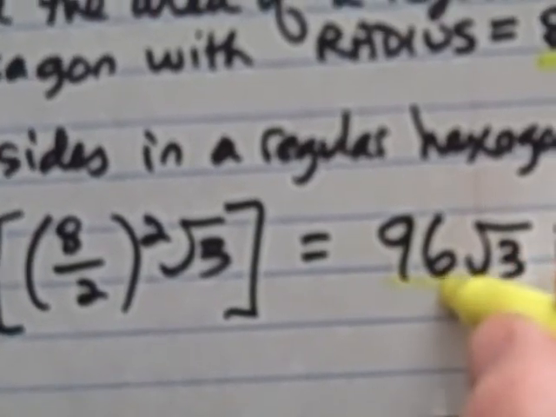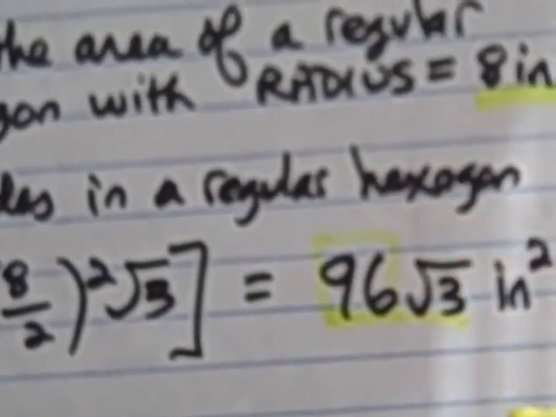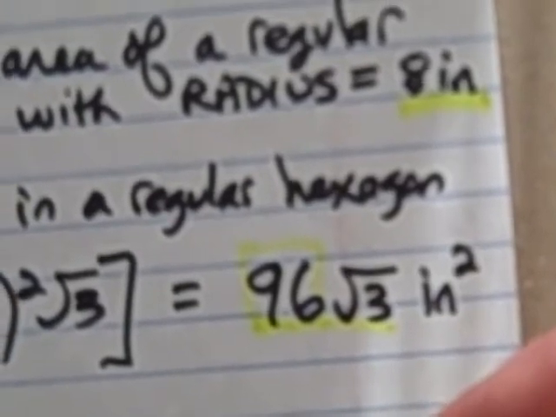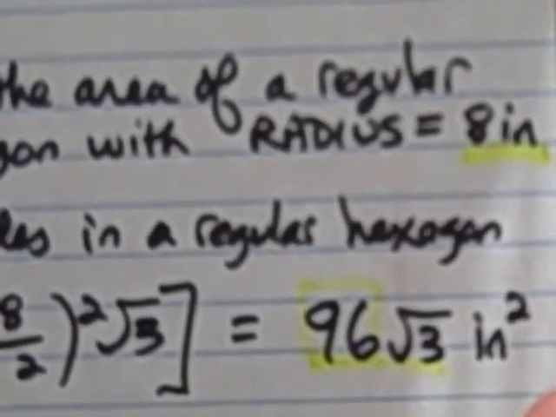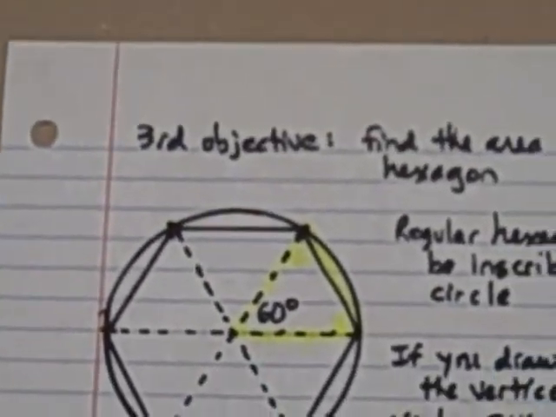8 divided by 2 is 4. 4 squared is 16. 16 times 6 is 96 times radical 3 is 96 radical 3 inches squared. And that's the first 3 objectives of Section 4, Chapter 11.